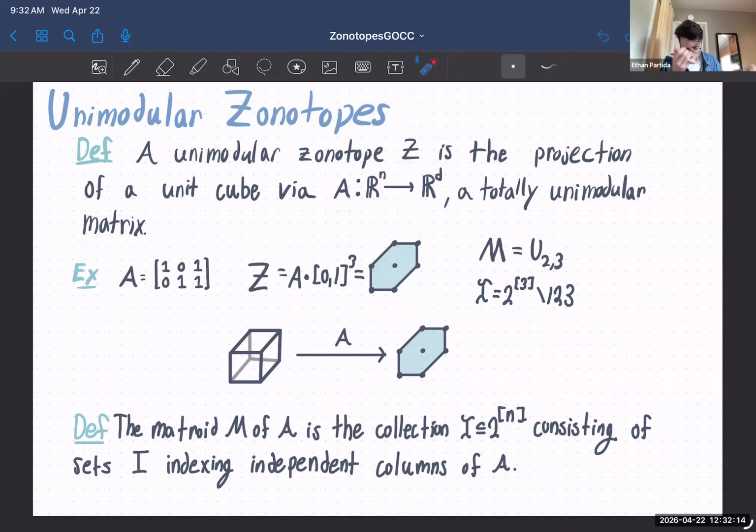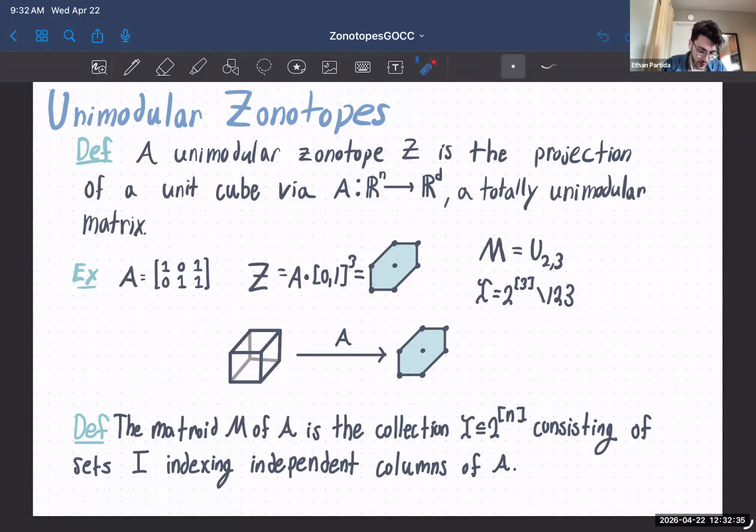It's a polytope that you can get by taking some unit cube in a high dimensional vector space and then projecting it down into a lower dimensional vector space via a matrix. And this matrix should be totally unimodular, in the sense that all of its maximal minors should be 0, +1, or -1.